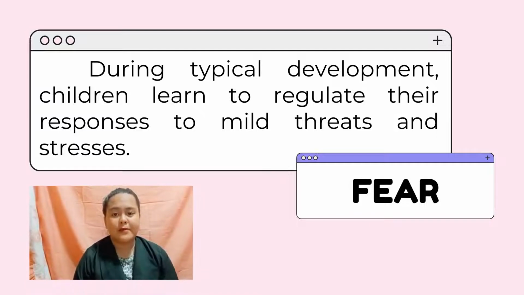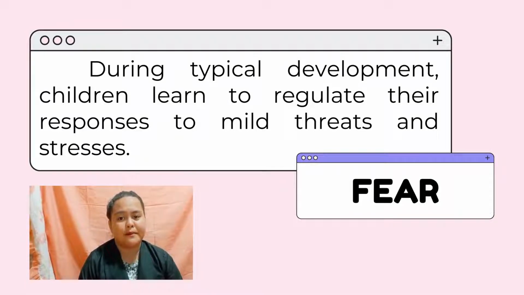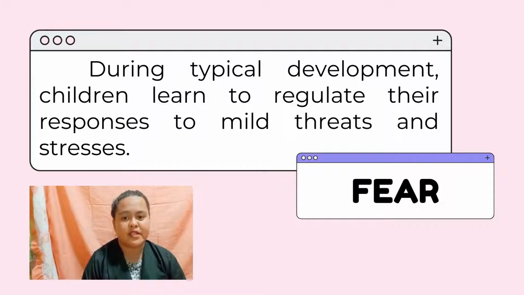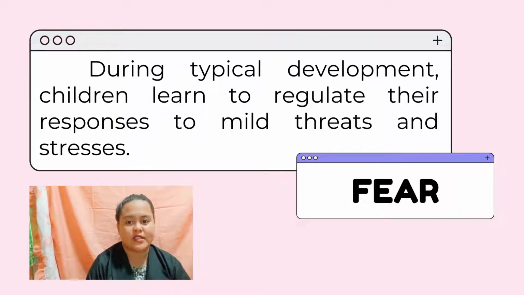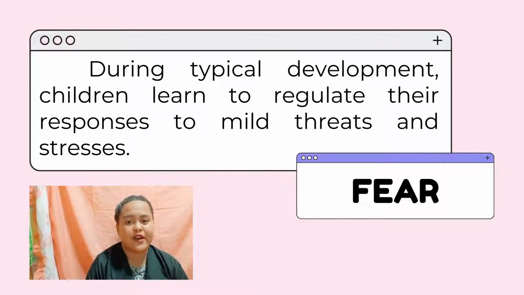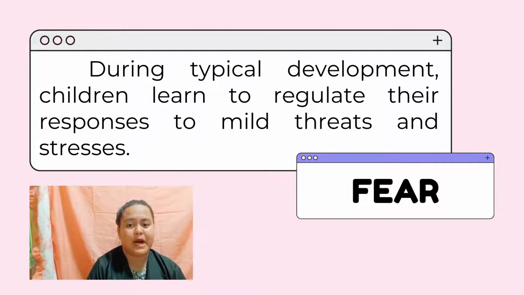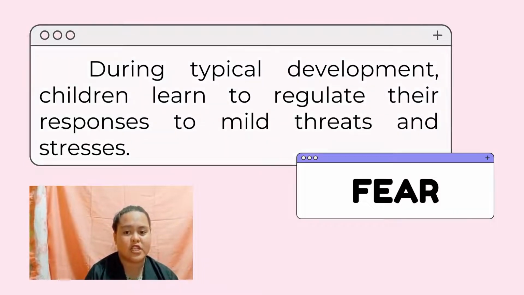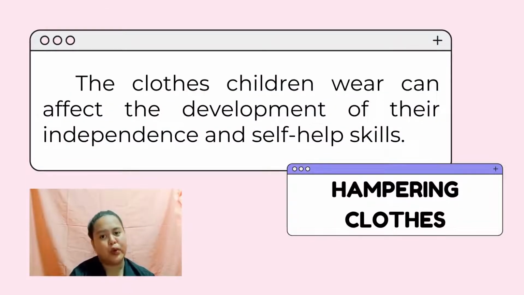Fear. During typical development, children learn to regulate their responses to mild threats and stresses. However, if young children are exposed to persistent fear and excessive threat during a particularly sensitive period in the developmental process, they may not develop healthy patterns of threat stress regulation. Clothes. The clothes children wear can affect the development of their independence and self-help skills.